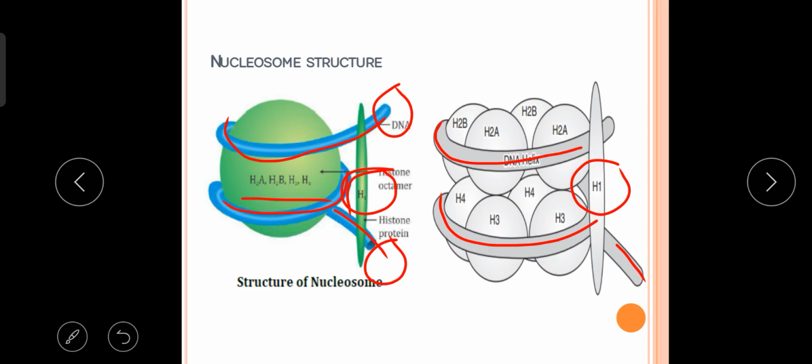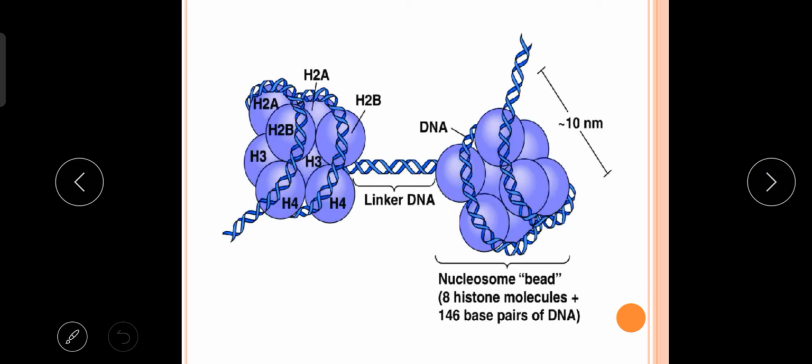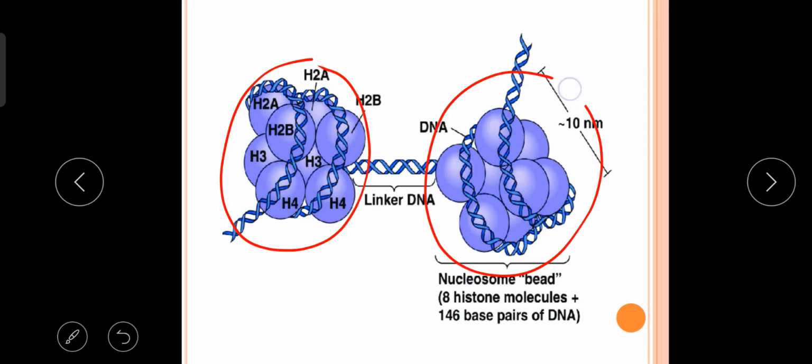Okay, so now move to the next slide. Here see, these are the nucleosomes. This is one nucleosome. This is another nucleosome, and these two nucleosomes are joined by a short strand of DNA which is called the linker DNA.